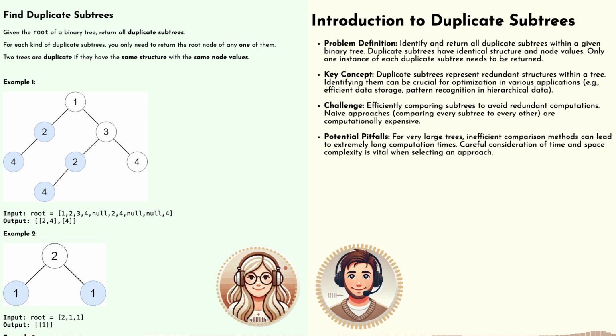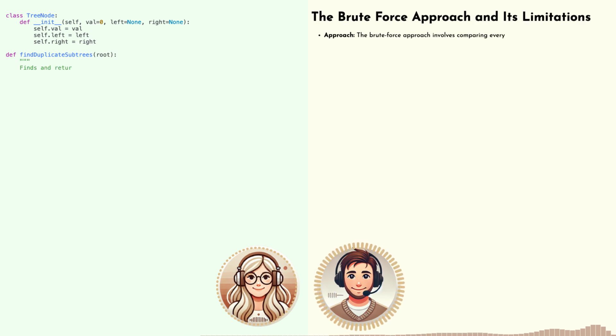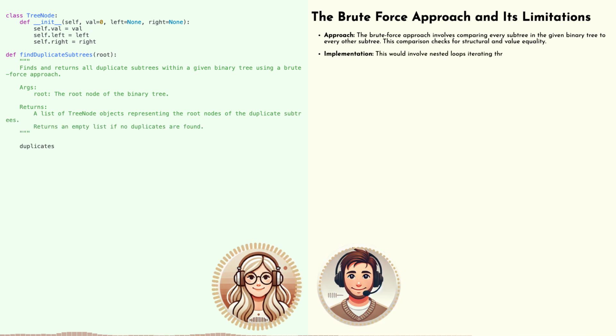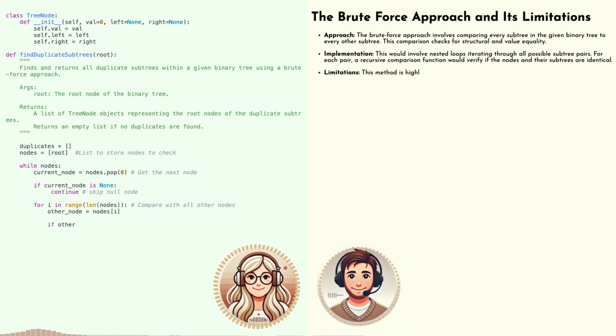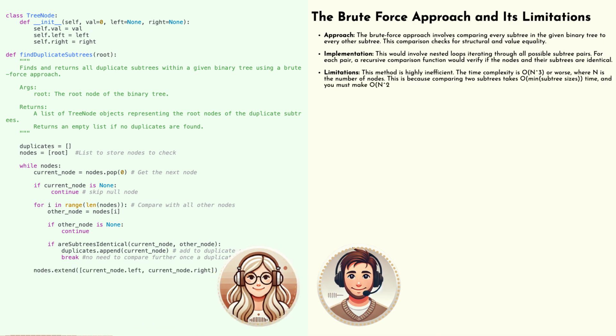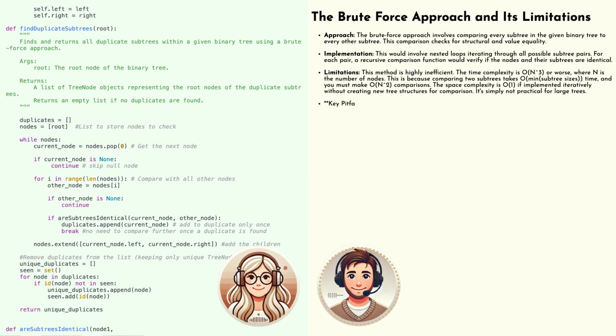So before we jump into solutions and all that good stuff, maybe let's start by just really clearly defining the problem. Definitely. So we're given a binary tree, and our mission is to find all the subtrees that are exact copies of each other. Exactly. And it's important to emphasize that we're not just looking for individual nodes with the same value scattered throughout the tree. We're talking about entire branches that are identical in both their structure and the values in each corresponding node.